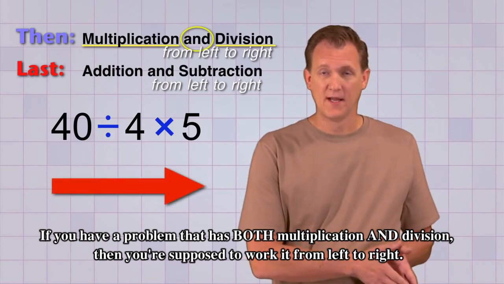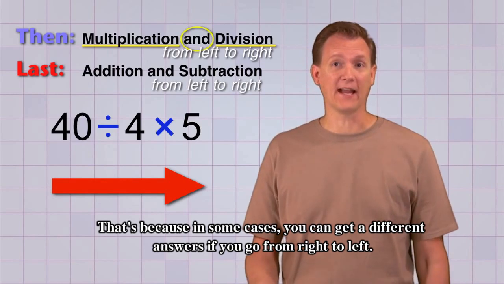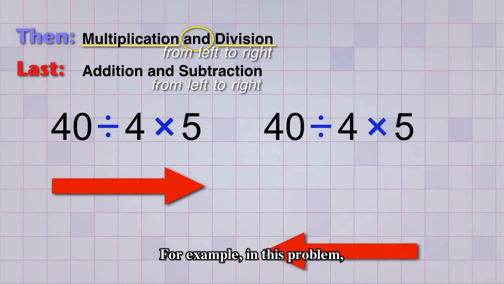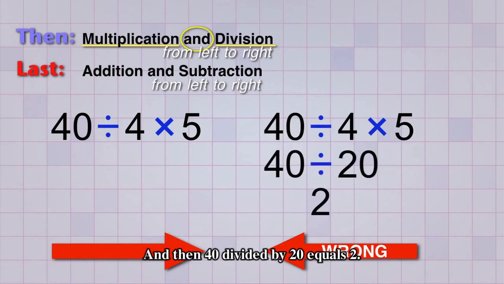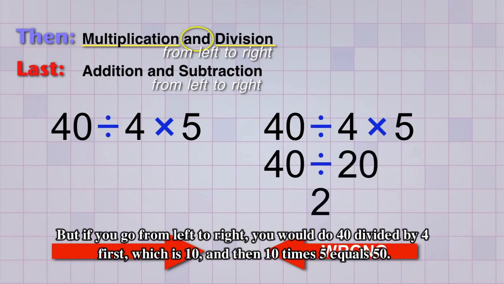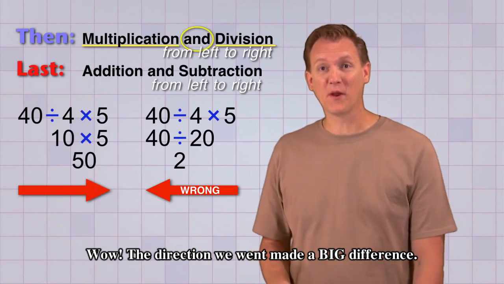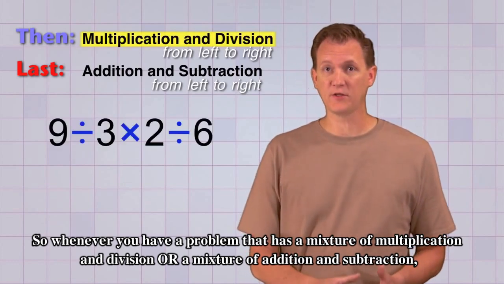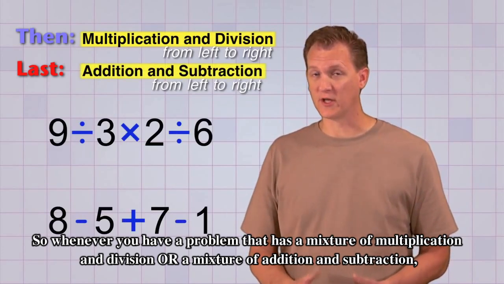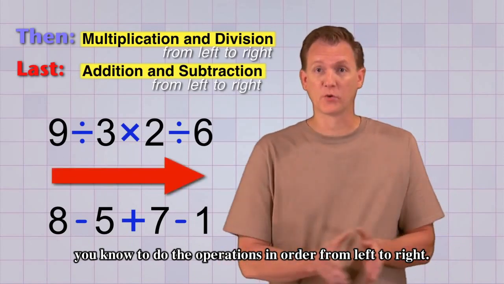from left to right. That's because in some cases, you can get a different answer if you go from right to left. For example, in this problem, if you work from right to left the wrong way, you would do the 4 times 5 first and get 20. And then 40 divided by 20 equals 2. But if you go from left to right, you would do 40 divided by 4 first, which is 10. And then 10 times 5 equals 50. Wow, the direction we went made a big difference. So whenever you have a problem that has a mixture of multiplication and division, or a mixture of addition and subtraction, you know to do the operations in order from left to right.